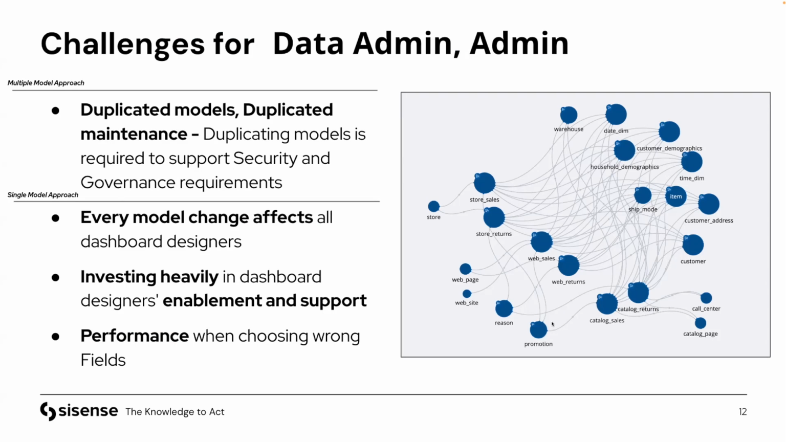So if you're a data admin or the owner of such an Elastic Cube or such a data source, what are some of the problems that you might face when you go for a single model approach? A single model approach basically is having this whole data model and then sharing it with all your users. And as you can see, this data model contains 3 business modules: the store, the web, and the catalog, right? And there are so many joins going everywhere.